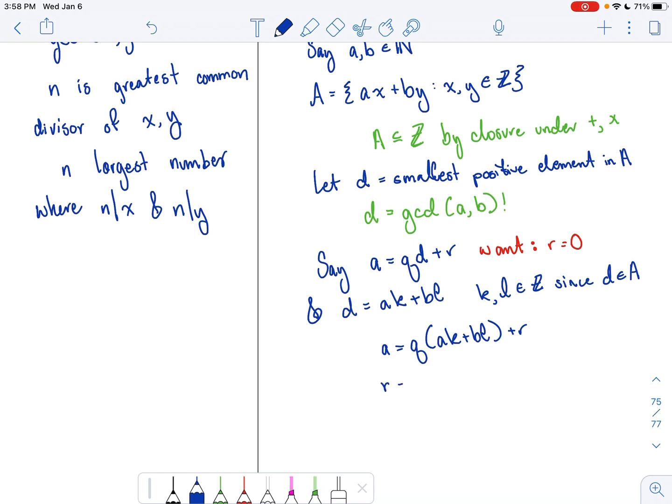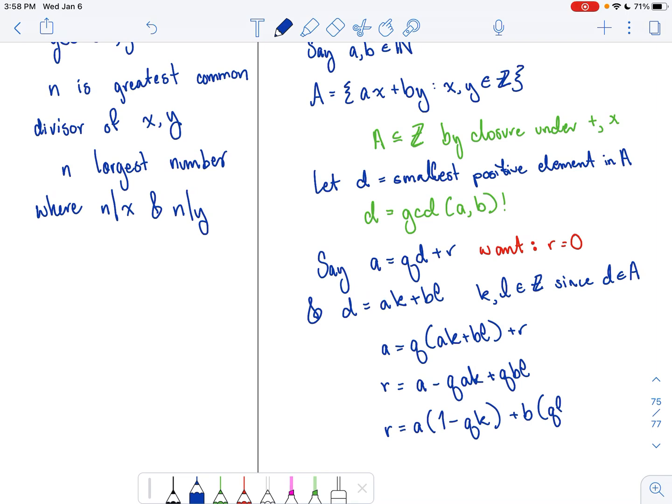So I'm going to solve for R and say that that's equal to A minus quotient Q times AK plus QBL. Then the remainder is equal to A times 1 minus QK plus B times QL.